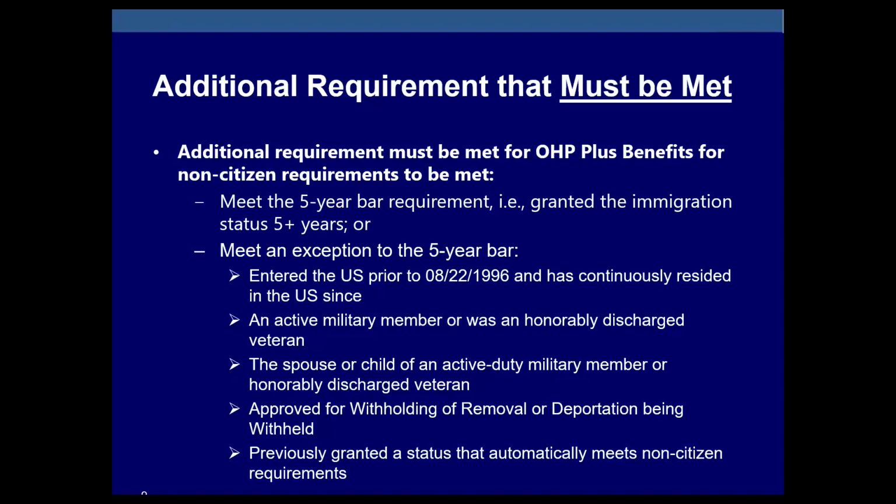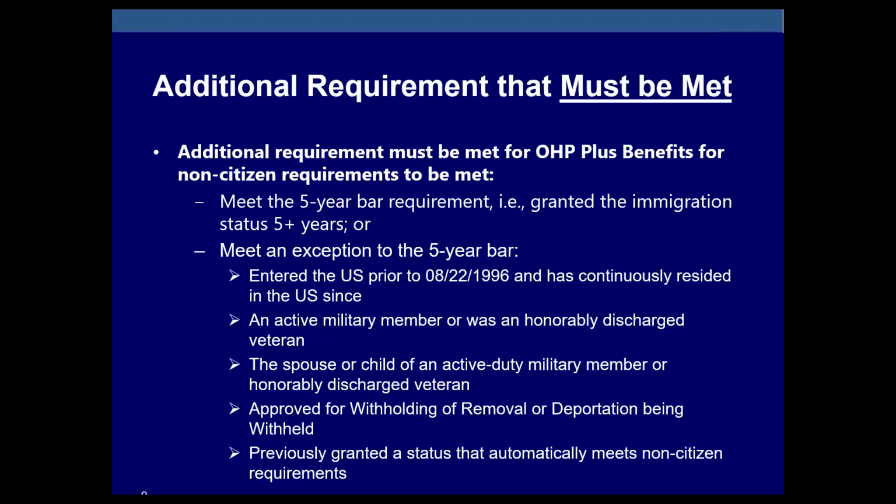So the first one is that they entered the United States before August 22, 1996. So this is a question on the OHP application 7210 form. The next one is the individual, their spouse or parents are in the active duty of the United States military or were honorably discharged. They were approved for withholding of removal or deportation being withheld.